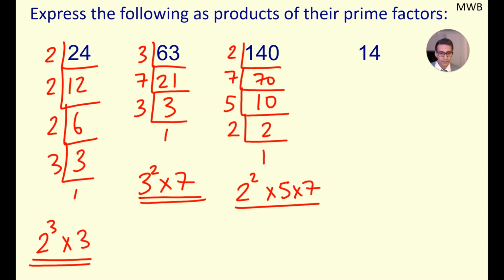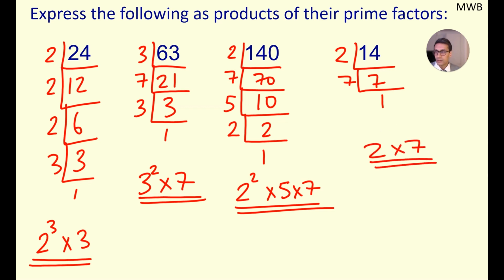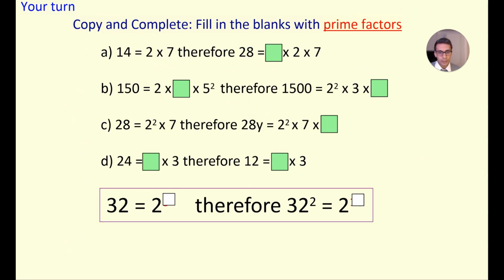And then finally 14, divide by 2 to get 7, divide by 7 to get 1. So 14 can be written as 2 times 7 if it's a product of primes. Okay, hope you got those all correct. That was just a quick recap. Pause the video, fill in the blanks, and then I'm going to show you the answers in 3, 2, 1.